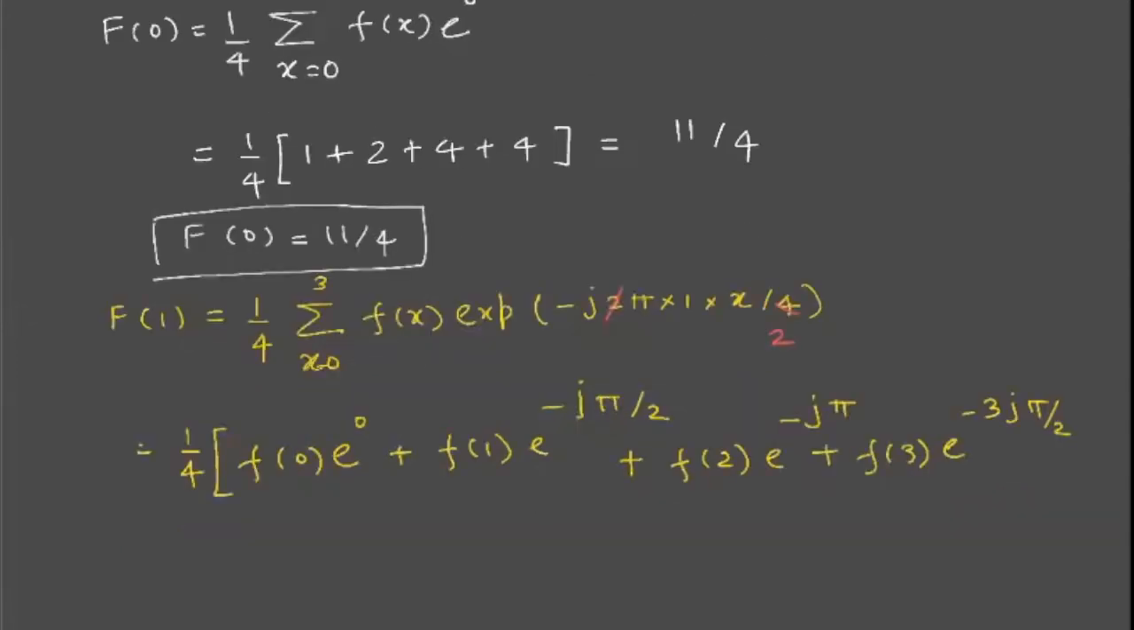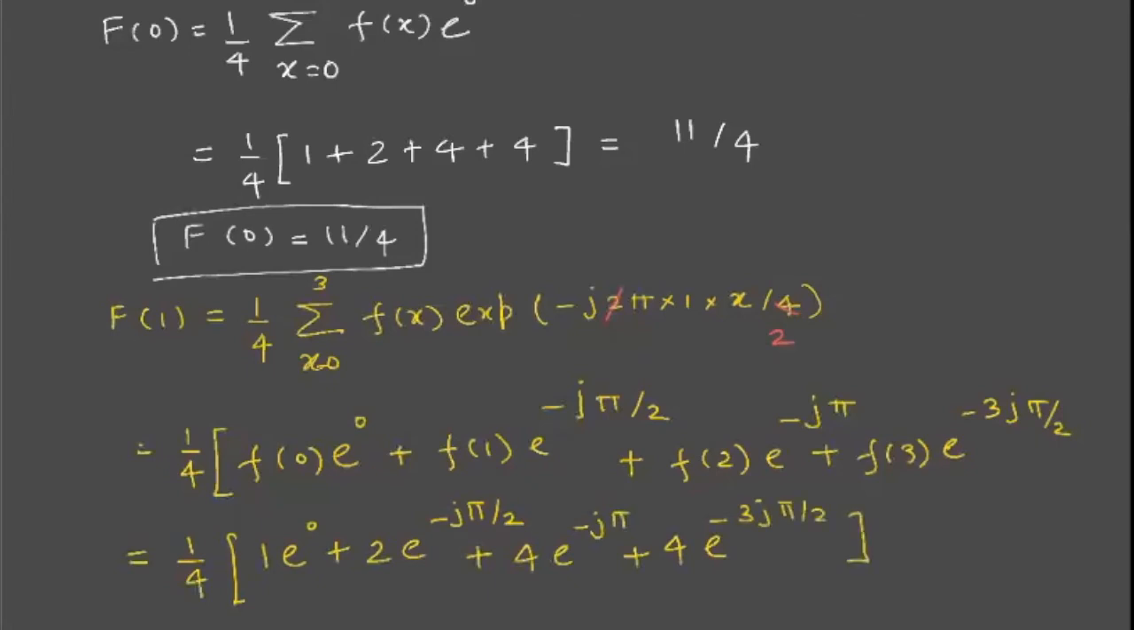Now let us substitute the values of f(0), f(1), f(2) also. So it will now become 1/4 times: f(0) is 1, so it will be 1 e to the power 0, plus f(1) is 2, so 2 e to the power minus j pi by 2, plus f(2) is 4, so 4 times e to the power minus j pi, plus again 4 e to the power minus 3j pi by 2.